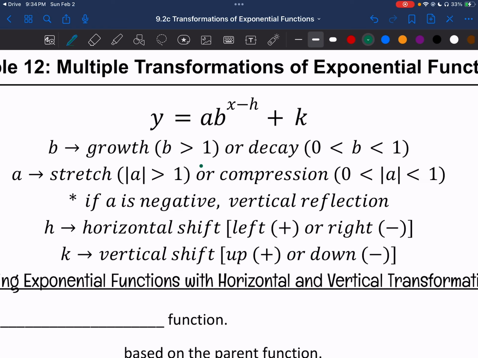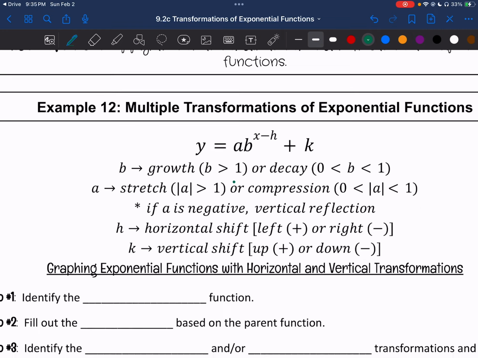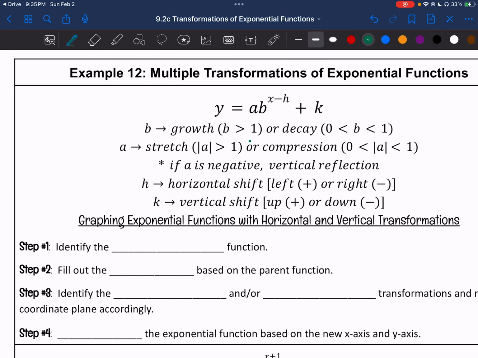If we have an h value, it is a horizontal shift. If it is positive, we're moving to the left. If it is negative, we are moving to the right. And lastly, k is a vertical shift. Up is positive, down is negative. So we are going to have to bring all of this together to graph these next couple of equations.